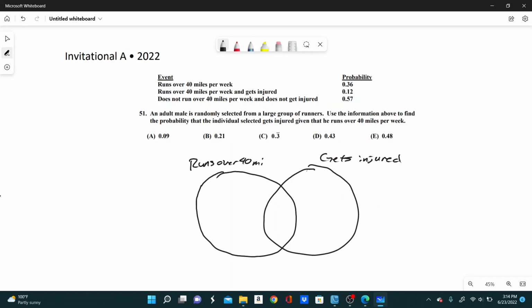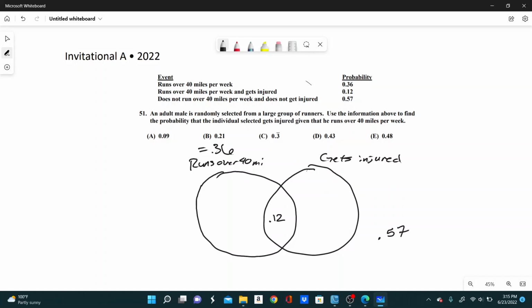So let's see what we can fill in right away. Runs over 40 miles per week. So this entire circle right here, this runs over 40 miles per week, this entire circle is 0.36. Runs over 40 miles per week and gets injured, that's just going to be the intersecting part. So that'll be right here. That'll be 0.12. And then does not run over 40 miles per week and does not get injured, that's 0.57. So that's going to be on the outside of the Venn diagram.